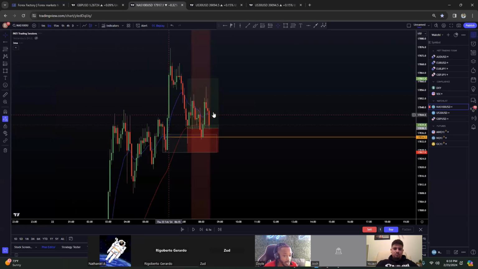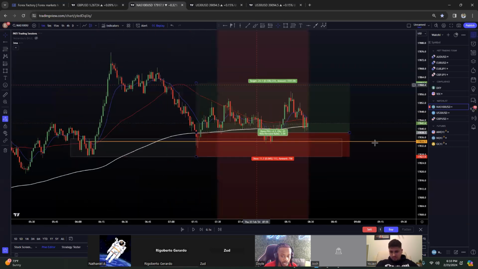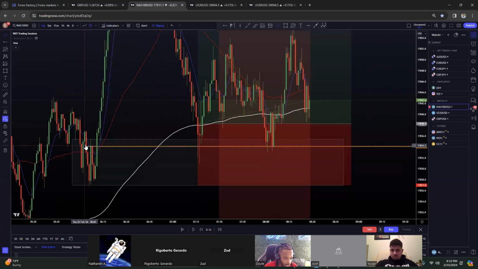So this is a 5 minute demand setup, like we always take. I scale down to the 1 minute, and when I scale down to the 1 minute, I'm like, okay, gotta have a gap right here. Okay, cool. Now let's talk about stop loss placements. On this specific trade, I got in on the break of the candle, but I put my stop loss underneath the zone.